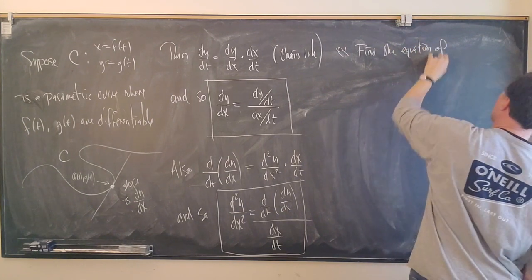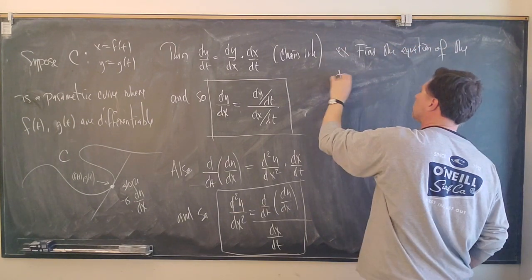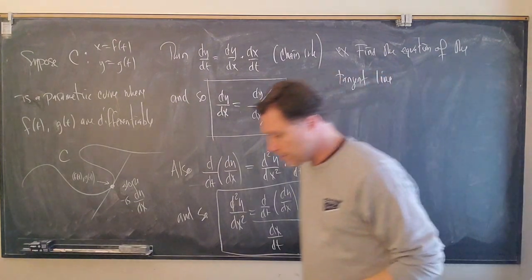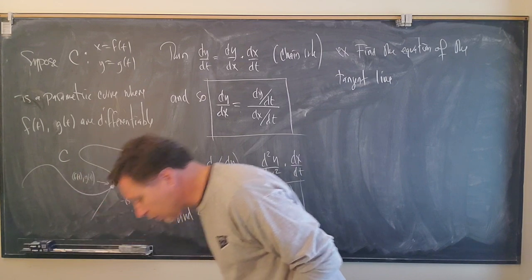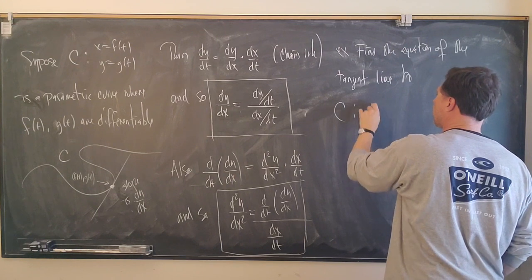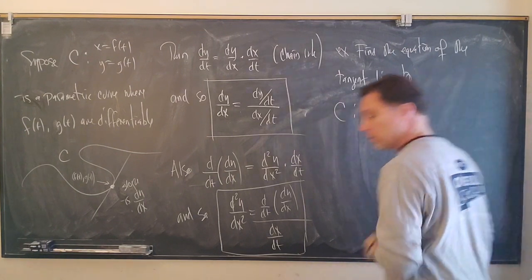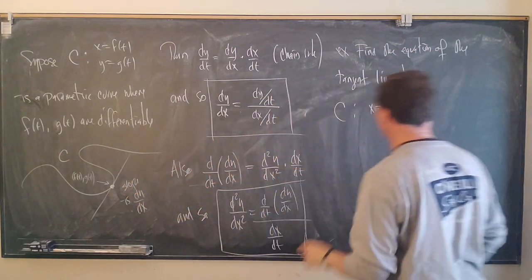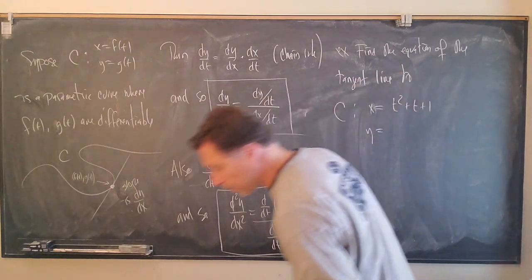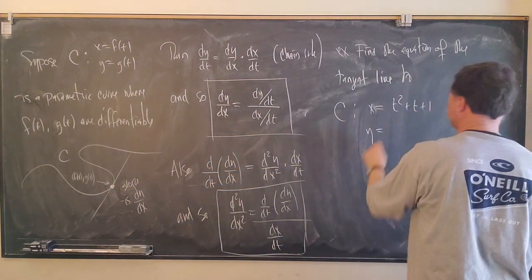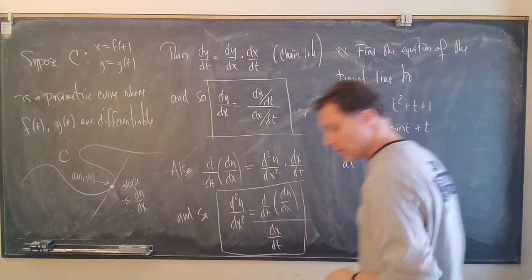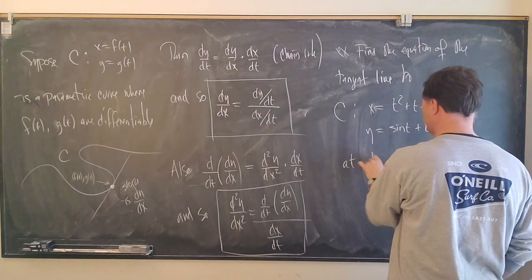All right, so in this first example, let's find the equation of the tangent line to the curve C given by x equals t squared plus t plus 1, y equals sine of t plus t, at, so I'm going to give you the t value, t equals 0.